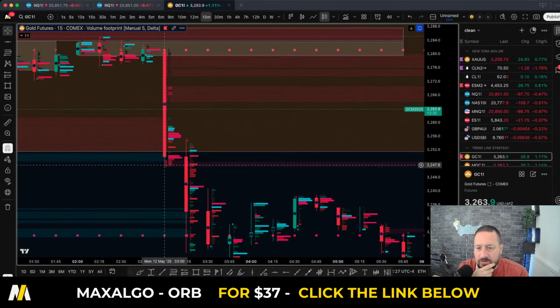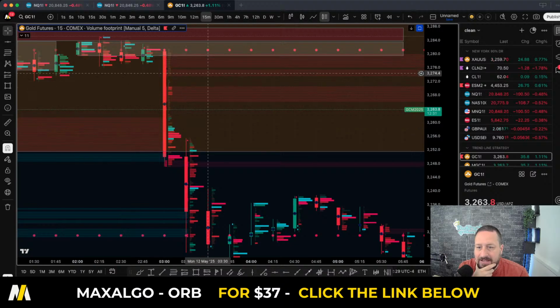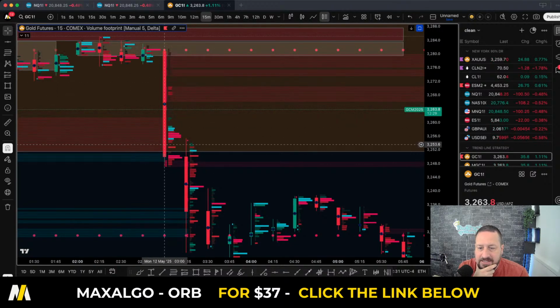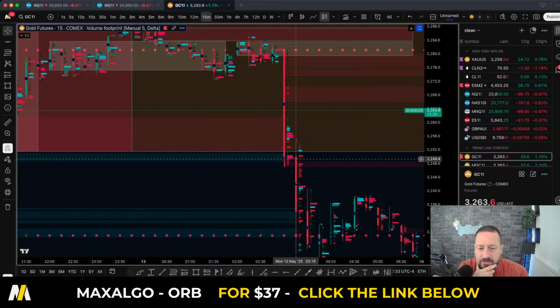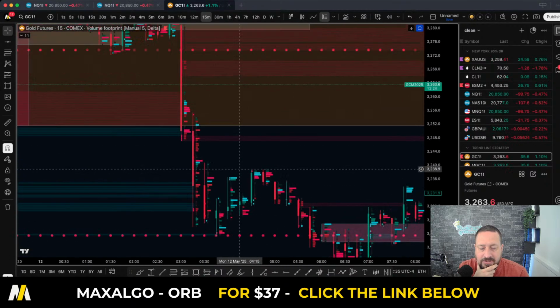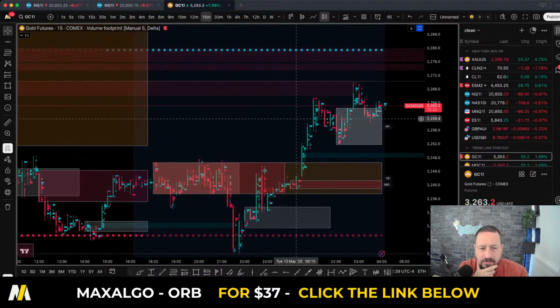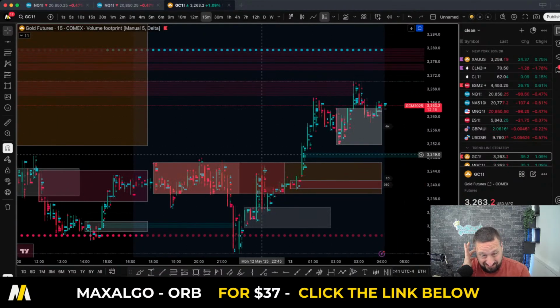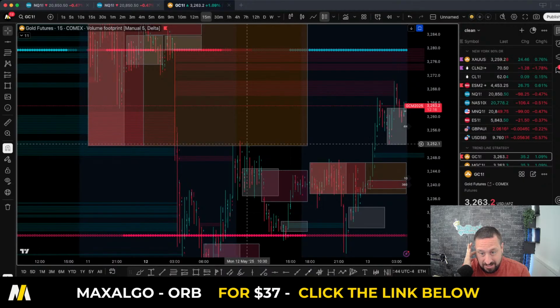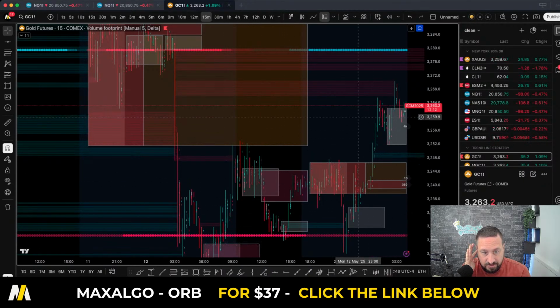We can see most of the volume is at the back. There's a bit of imbalance here, but most of the volume kicked in when we pushed through, and then obviously that's why we had that push down further. So you can see we came back and rejected off that, and then we broke through it.